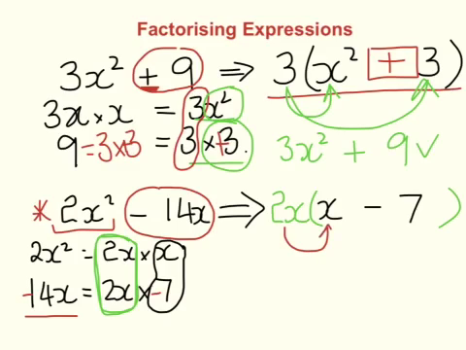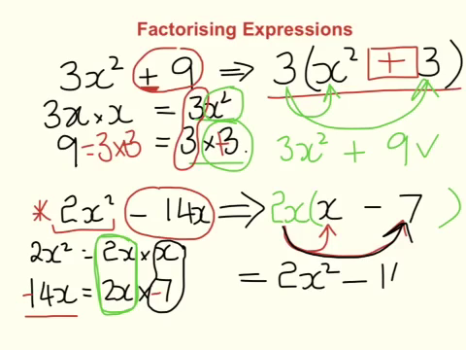Let's check our answer using the distributive law. 2x times x and 2x times minus 7 equals 2x squared. 2x times minus 7 equals minus 14x. This is correct. It matches our original expression.